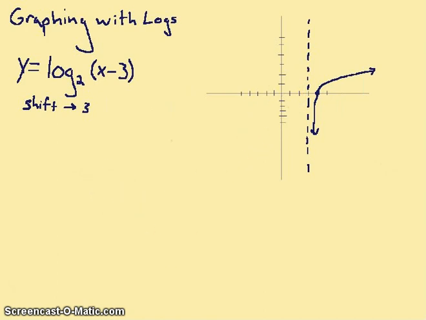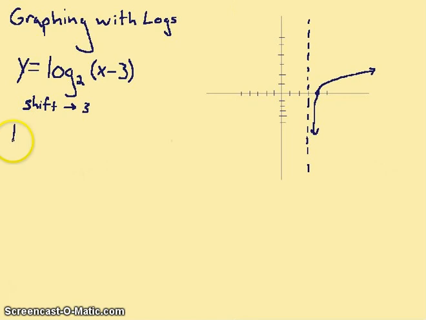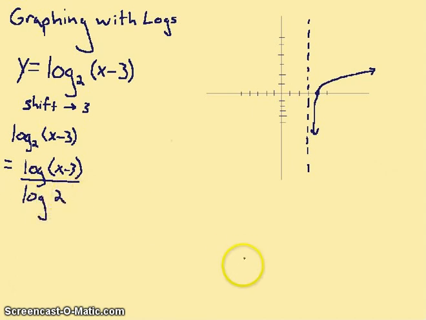Alright, let's see how that looks on the calculator, because there is one important point that you need to see. We'll go ahead and type this in. This is going to be the log base 2 of x minus 3. The first thing you need to know is that on the calculator, I don't have a log base 2 button. So what I have to do instead is use the change of base. This would be the log of x minus 3 divided by the log of 2. I'll put that into the calculator.